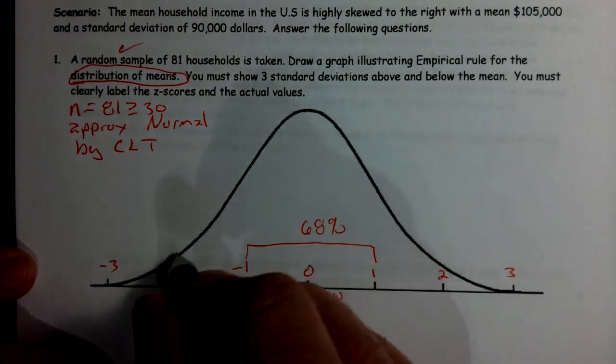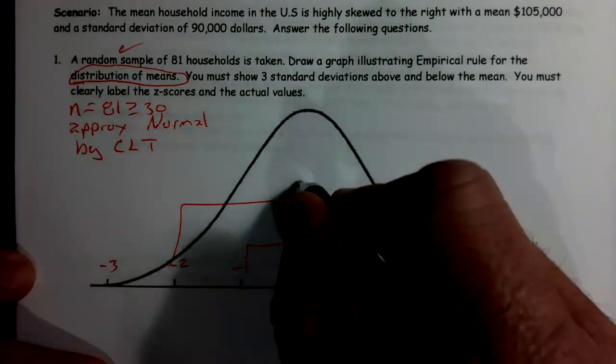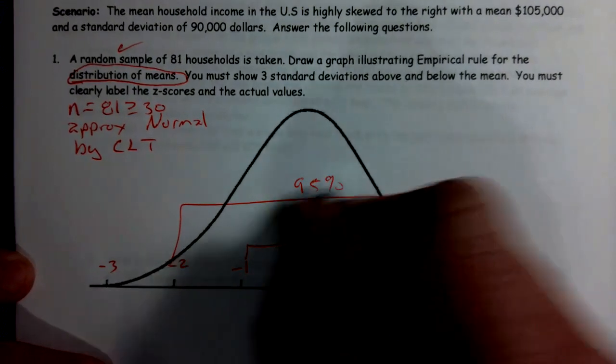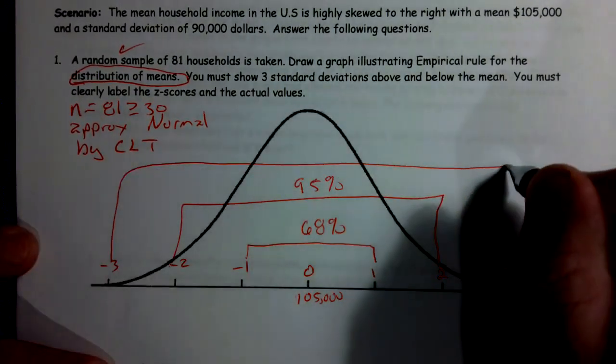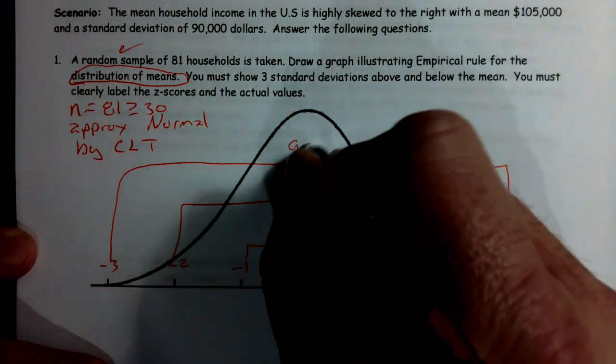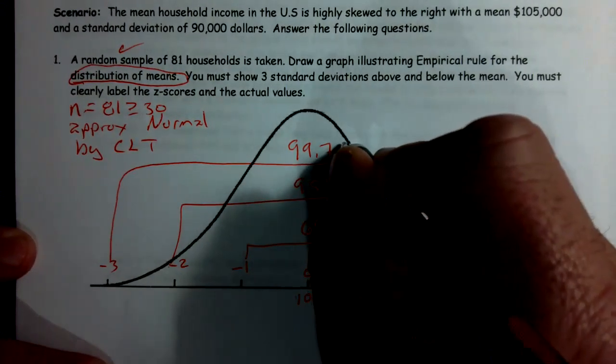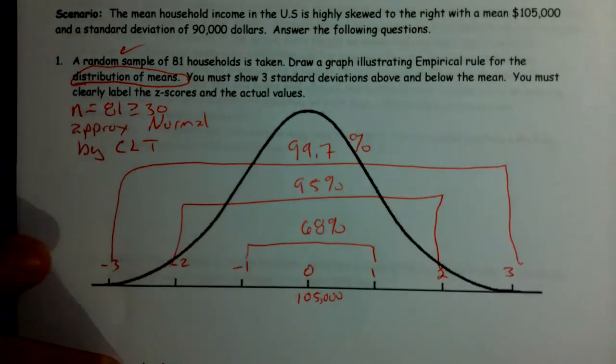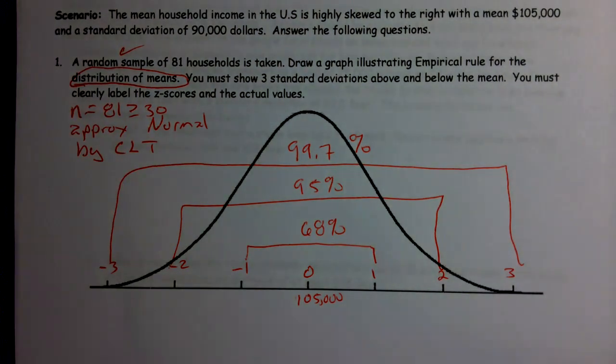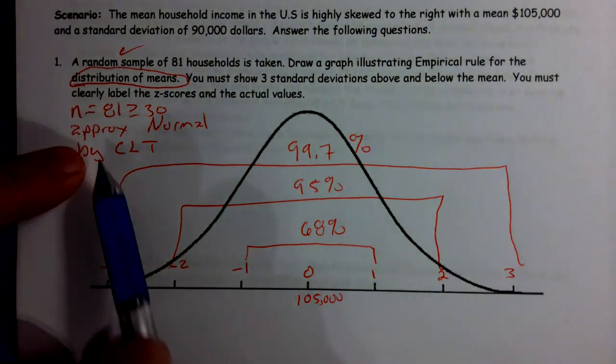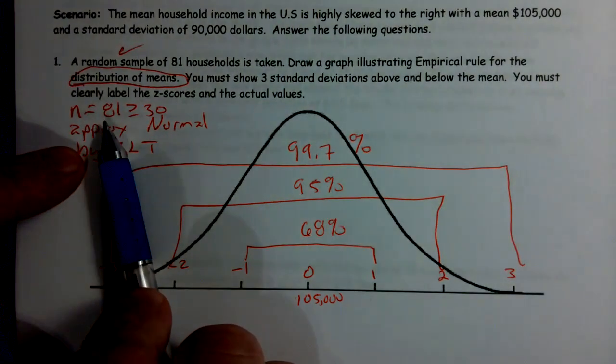And let's go ahead and remind ourselves that this is still 68%, 95%, and 99.7%. All right. So that's where we're at. But we're changing by, we have n equals 81.